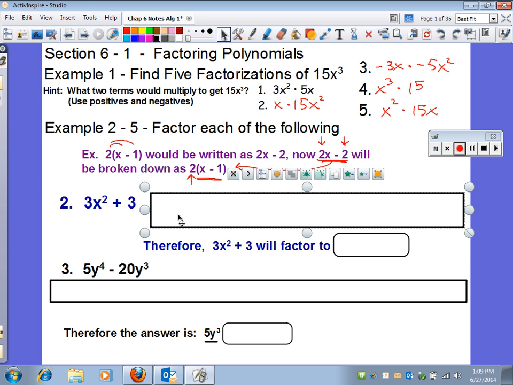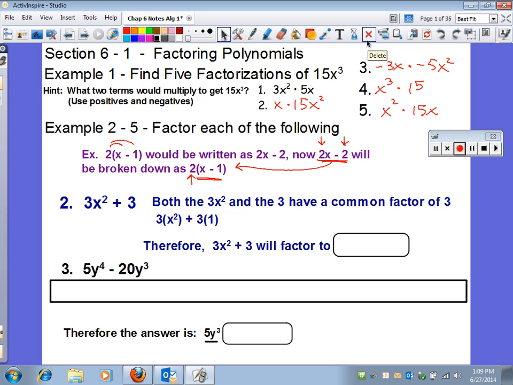So if we are looking at the 3x squared plus 3 here, if you notice, they both have a 3 in it. Both the 3x squared and the 3 have a common factor of 3. And we call it a GCF, a greatest common factor. So the 3 times the x squared and the 3 times the 1 makes the 3. Therefore, the 3x squared plus 3 can factor all the way down to 3 parentheses. Here's your x squared and here's your 1. So you take these 3's out and you put that in the front. The x squared plus 1 is left over for the back here. X squared plus 1. That's called factoring and breaking it down. This now breaks down into this.